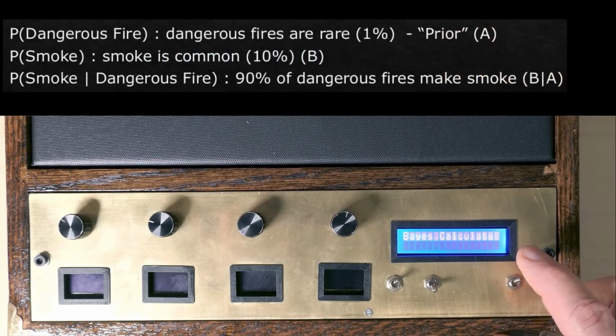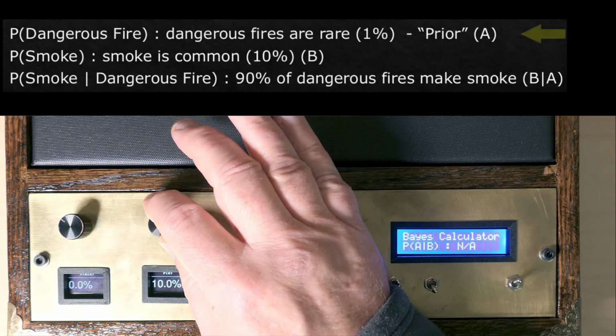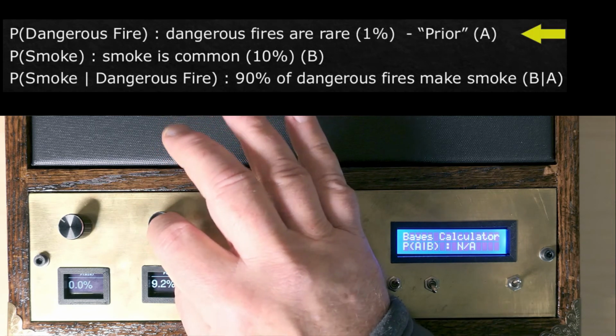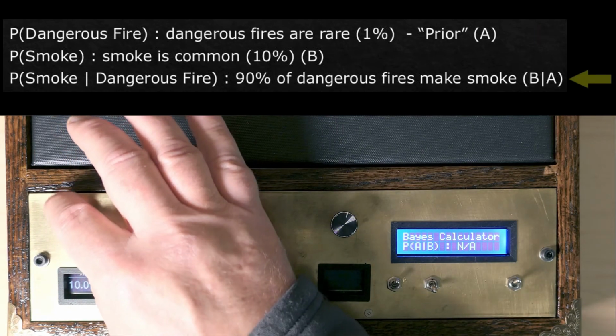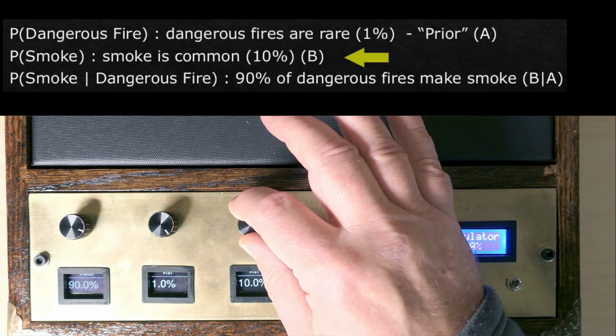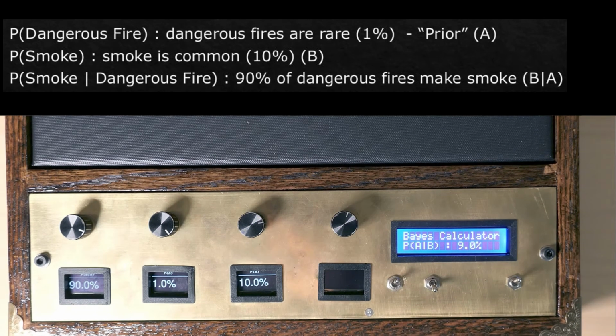Let's enter the data in the calculator. So turn it on. First thing, we need to enter our prior, which is just the general chance of a forest fire, which is 1%. I press the rotary encoder to get it to the significant digit that I want to change, get it down to 1%. Next we'll set the chance that a dangerous fire makes smoke, which is 90%, and finally set the chance of seeing smoke, and our result is a 9% chance of it being a dangerous fire if there's smoke.